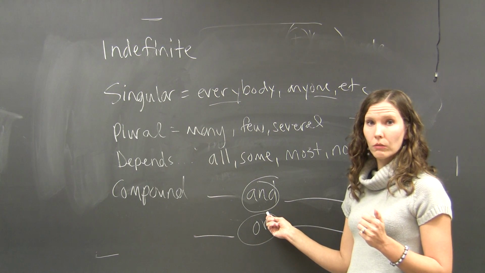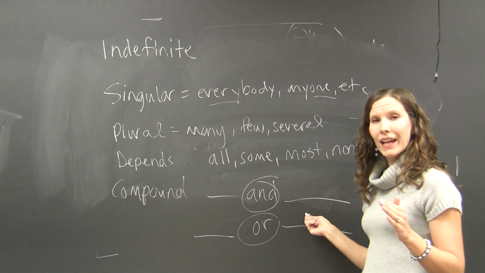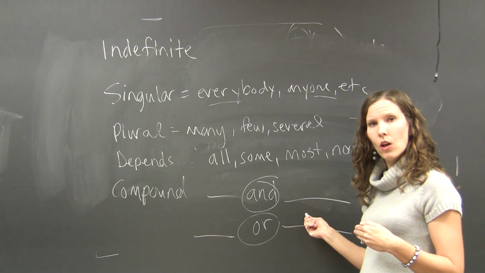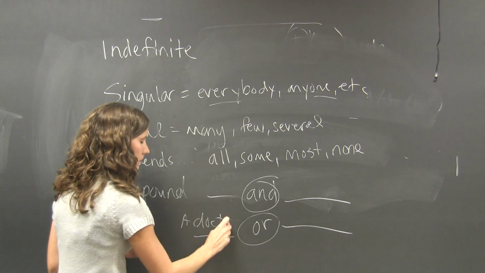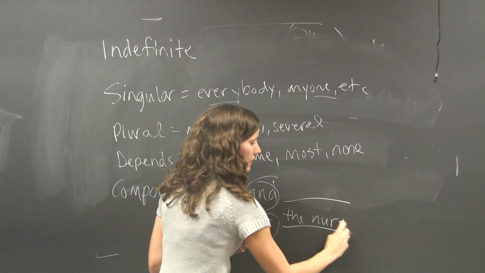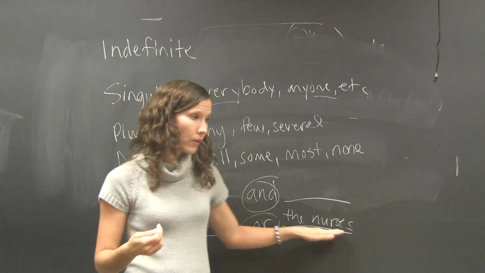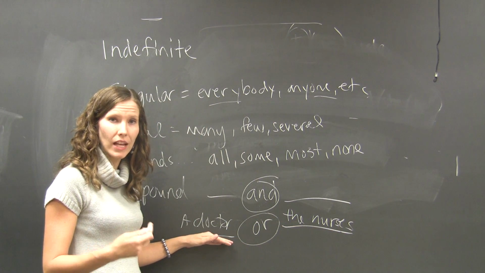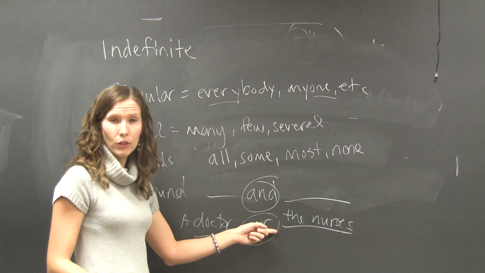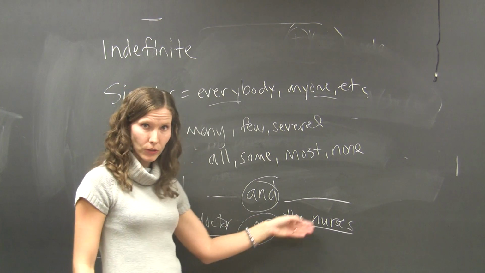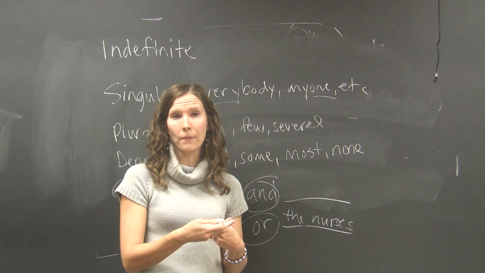When the compound element is joined with or, just like was the case with subject-verb agreement, the antecedent that's closer to the pronoun dictates whether the pronoun should be singular or plural. So if I have a doctor or the nurses, if the pronoun is closer to nurses, you would use they. If the pronoun was closer to doctor, that's singular, so you would say his or her, or he or she. Just like the subject-verb agreement, when they're joined with or, nor, not only, but also, the one that's closer to the pronoun dictates the number in terms of whether it's singular or plural, dictates the gender, whether it's feminine or masculine.